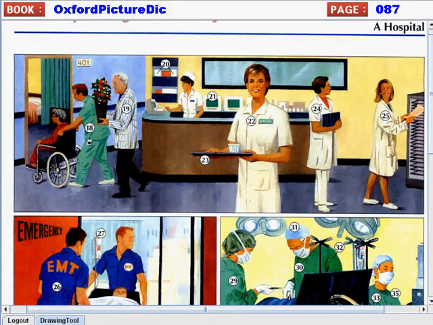Hi students, this is part 2 of our lesson under the topic hospital. We are going to learn another set of words. But before we discuss part 2 of our lesson, let's have a short review of the previous terms we learned. Are you ready?